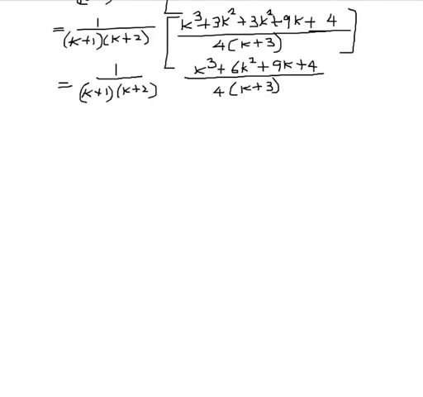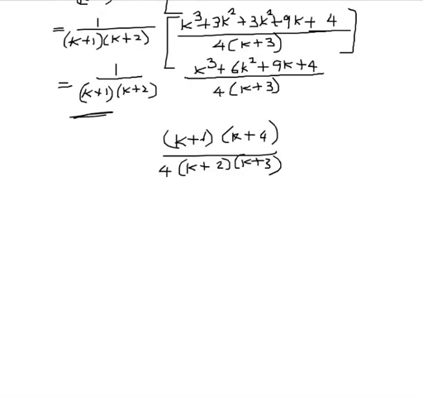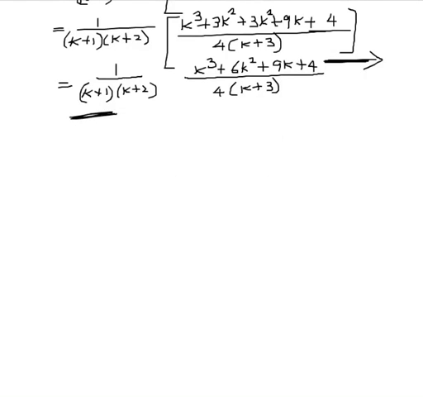Now look at the answer to be proved. The answer is k plus 1 into k plus 4 divided by 4 times k plus 2 into k plus 3. So this k plus 1 is not there in the denominator. That means k plus 1 must be a factor of this numerator term. So let us factorize the numerator. So we know for sure that k plus 1 is going to be the factor of the numerator. So I am going to divide the numerator by k plus 1.